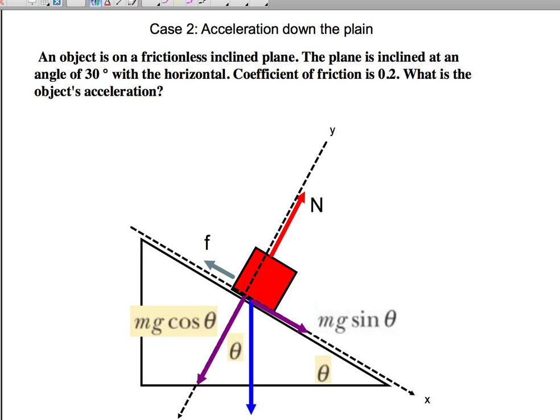So finally, let's get to the final case of an object accelerating down the plane with friction. Coefficient of friction is 0.2. What is the object's acceleration? So we're going to tackle it more or less the same way we did the other ones. First, we draw all the force diagrams. So here they are.